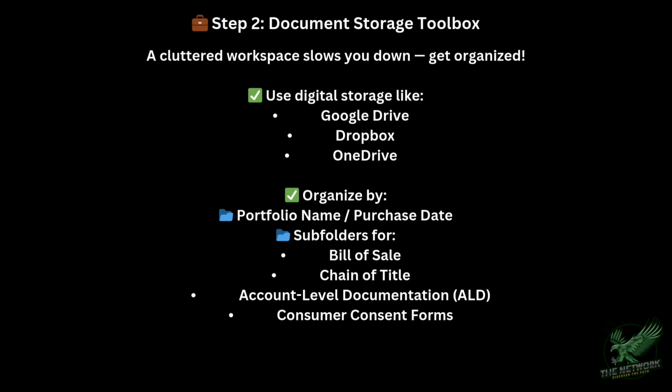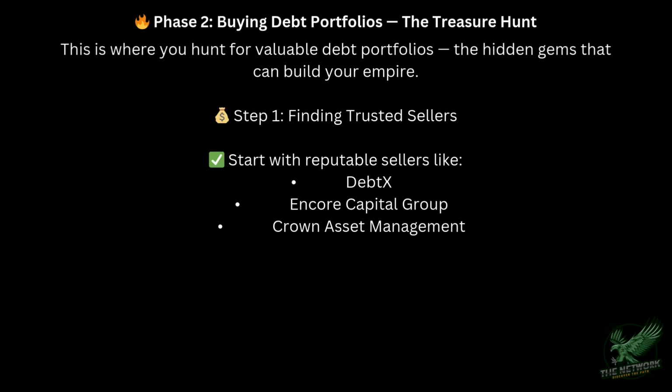So the portfolio is going to be your debt portfolio, and you need to know when you purchased it. And you need to make sure that you have subfolders for the bill of sale of that debt portfolio and the chain of title. The bill of sale is basically a receipt, and chain of title is how many other people own that actual debt portfolio. And if you don't have these things with that debt portfolio, then that debt portfolio is possibly not an actual legitimate debt portfolio that you need to be purchasing.